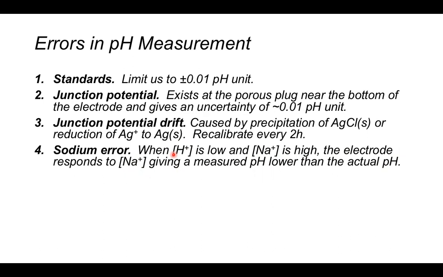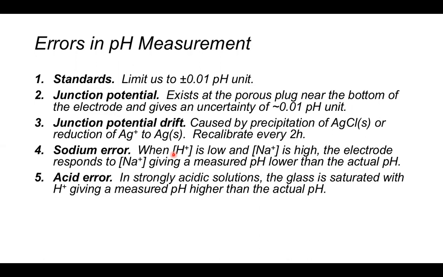And so if there aren't enough protons, and we're measuring sodium ions, the pH meter is not smart enough to be able to tell the difference. It assumes that we're measuring protons and that we, the user, have been careful enough to make sure that we have enough protons. And then conversely, if we have too many protons, we also have a problem. This happens in strongly acidic solutions. The glass ends up being saturated with protons because there just are so many of them. And this means that we get a measured pH which is going to be higher than the actual pH.